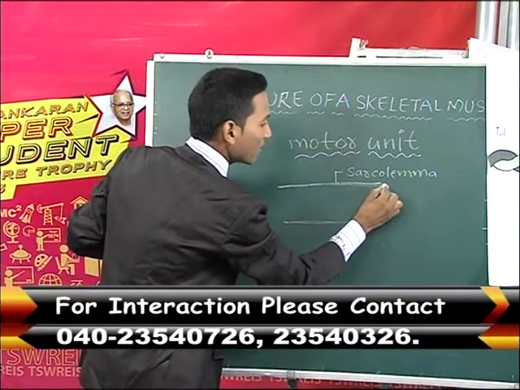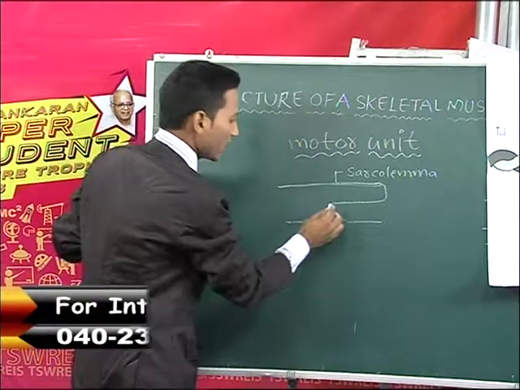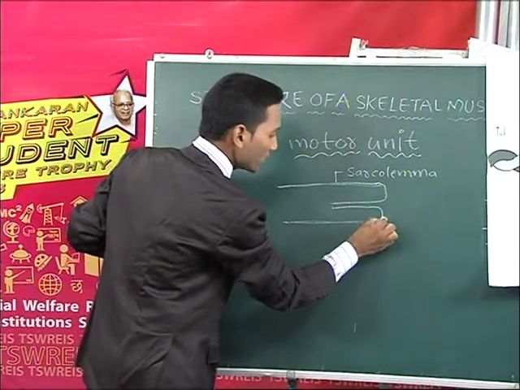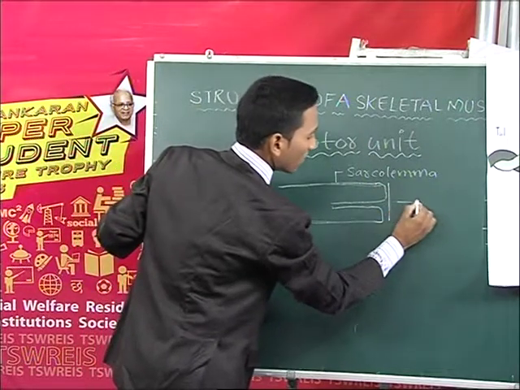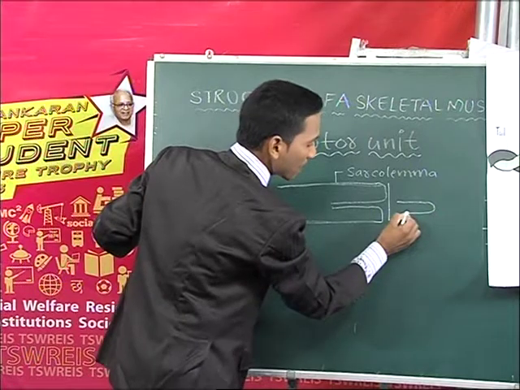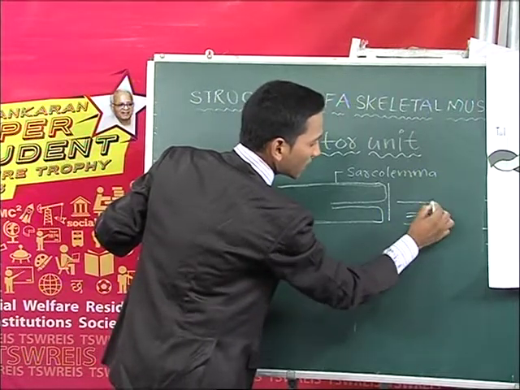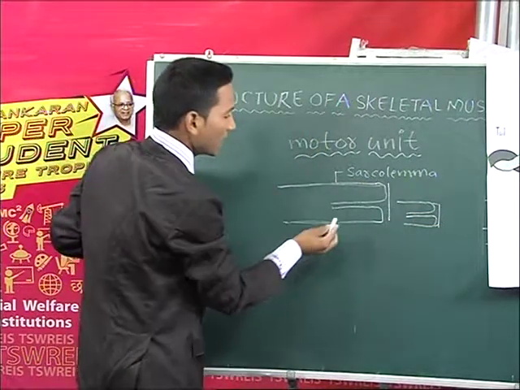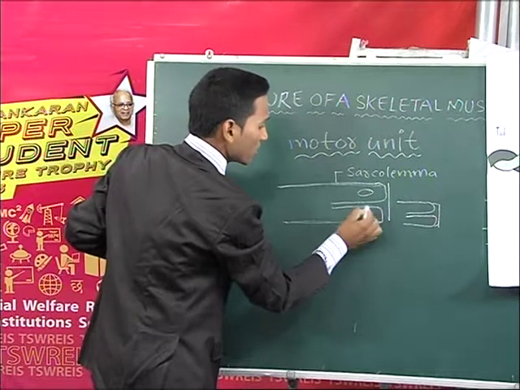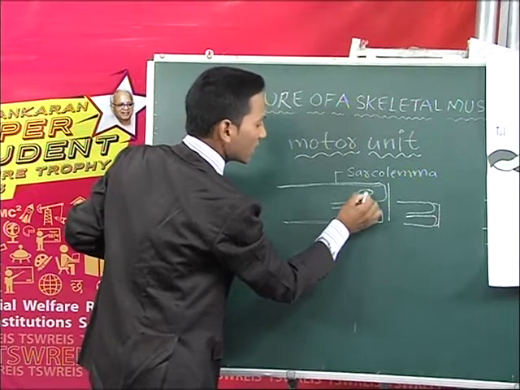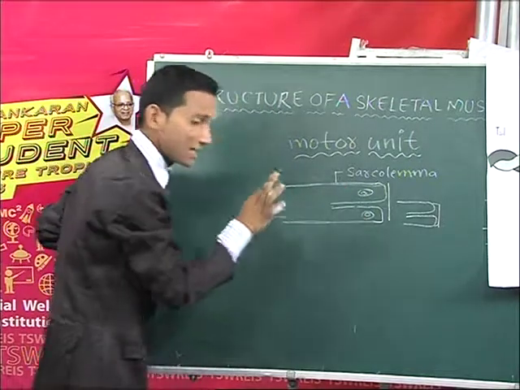When the sarcolemma invaginates into the sarcoplasm, it forms a T-shaped tubule. This is a T-shaped tubule. Okay, like this. So the sarcolemma invaginates into the sarcoplasm and forms a T-shaped tubule, and this T-shaped tubule has, on either side, one cisterna. This is one cisterna. So one T tubule and two cisternae are called the triad system.